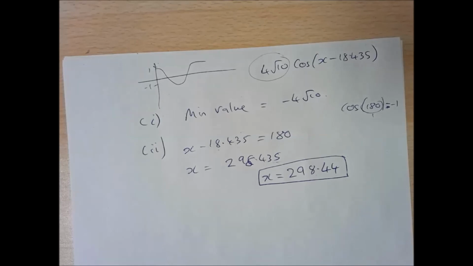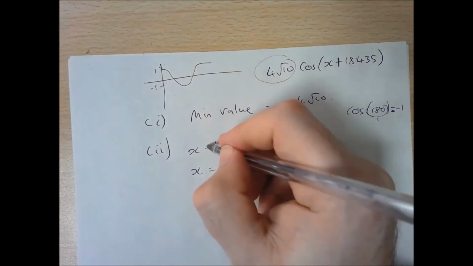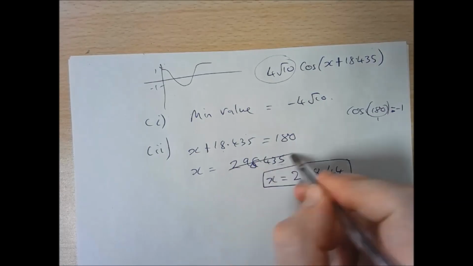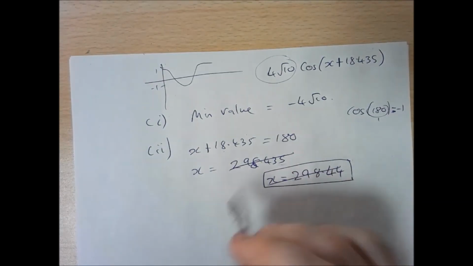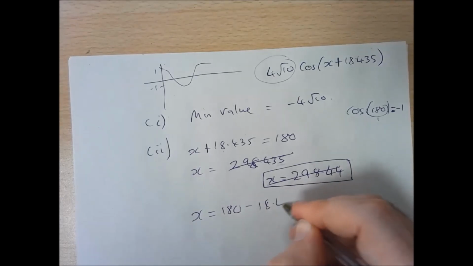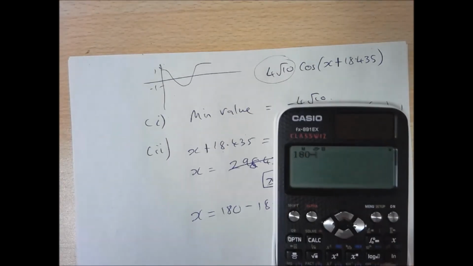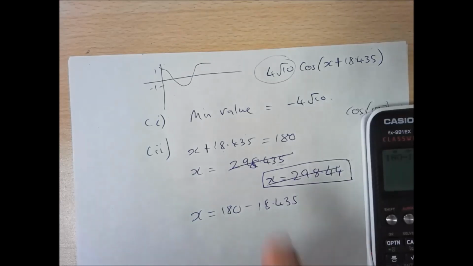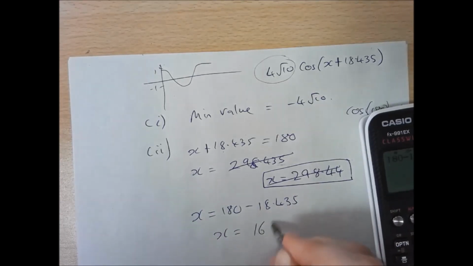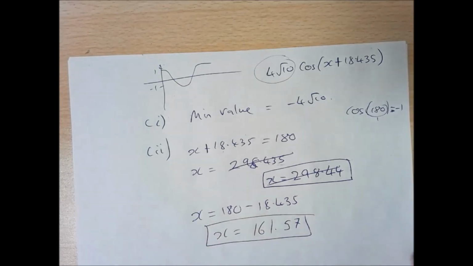A very quick correction to this question, because I've noticed that there's actually a minus sign in here. This here is going to be a plus, which only changes the fact that when we redo our calculation, we're going to be subtracting. So x is 180 minus 18.435, which gives us this number here. So we get x equals 161.57 once it's been rounded. So sorry about that.